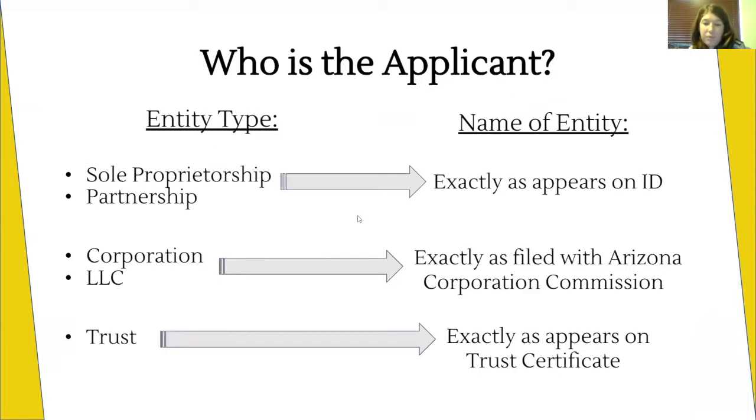And so the first information that you're going to enter is who is the applicant. And so again, this is the entity type. So sole proprietor or a partnership, it's your name on your government issued ID. If you're a corporation or an LLC, it's what's listed on the Arizona Corporation Commission, exactly as it's spelled on the Arizona Corporation Commission. And if you're a trust, it's exactly as it appears on a trust certificate. I saw a question about exam waivers. We'll go over that later in the presentation.